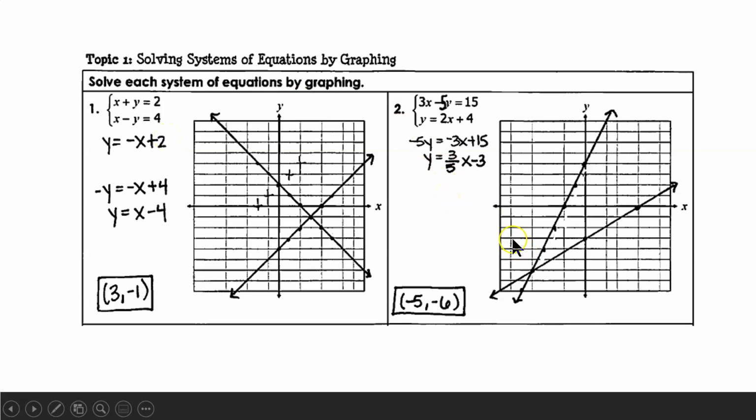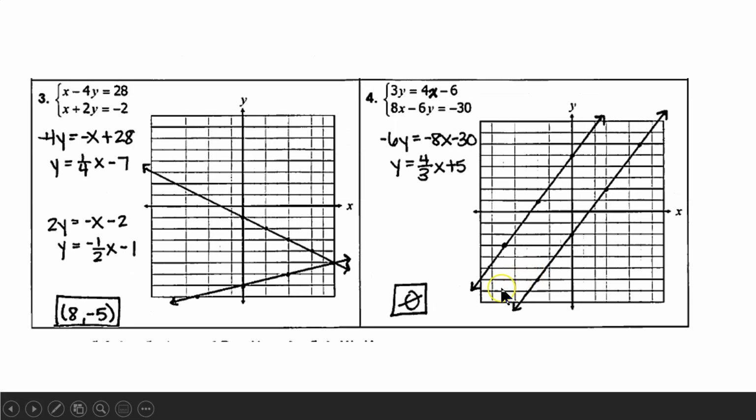Number two, you rearrange those. This one's already in slope-intercept form, the y equals 2x plus 4. This one gets rearranged to y equals 3/5 x minus 3, and your solution is negative 5, negative 6. Number three, you rearrange the first one to get y equals 1/4 x minus 7, the second one to get y equals negative 1/2 x minus 1. The intersection's way over here at 8, negative 5.